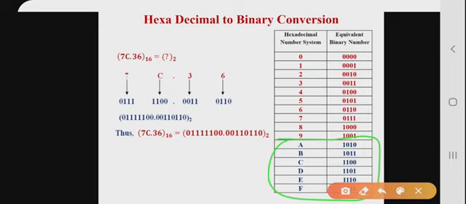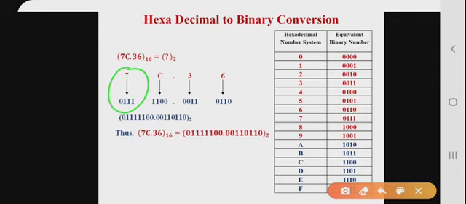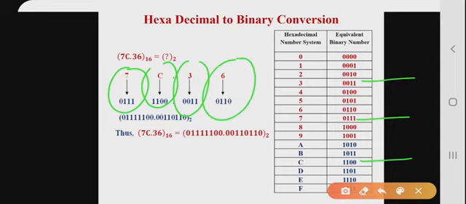Let me start with 7C.36, which is the hexadecimal number. We need to convert this number into binary. Directly, by making groups of 4 binary bits, we can convert the given hexadecimal number into binary. For example, 7 is equivalent to 0111. C is equivalent to 1100. 3 is equivalent to 0011 and 6 is equivalent to 0110. By this way we can get the corresponding binary number.